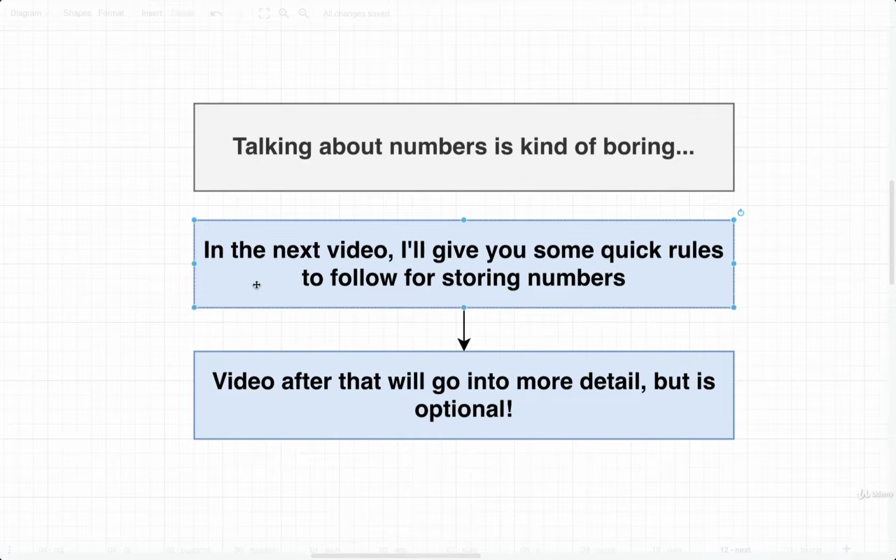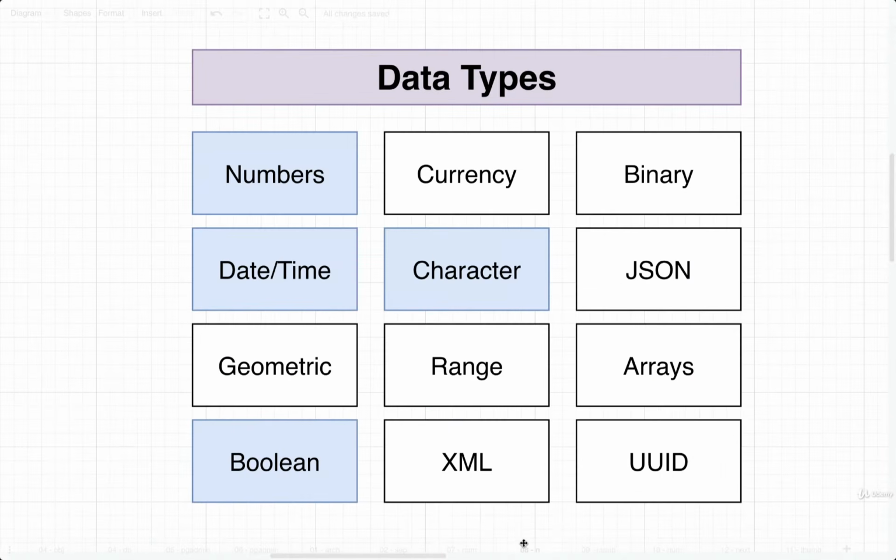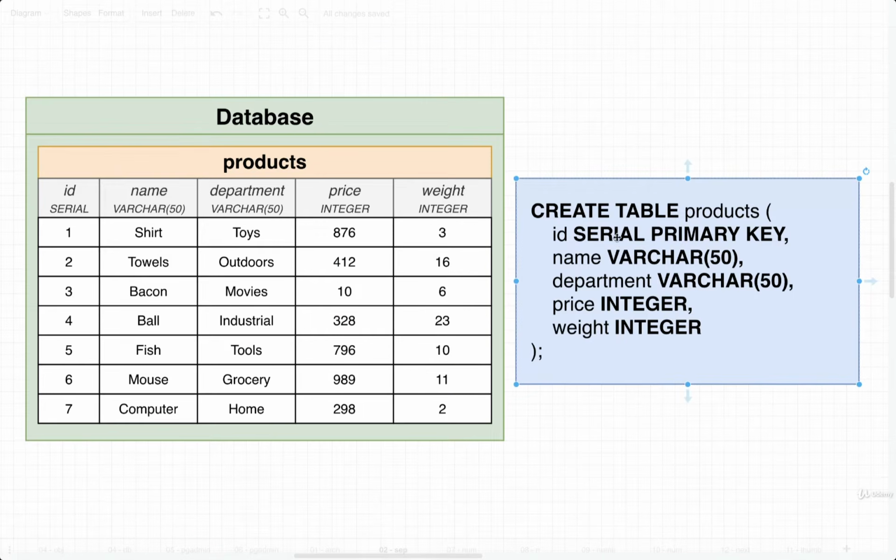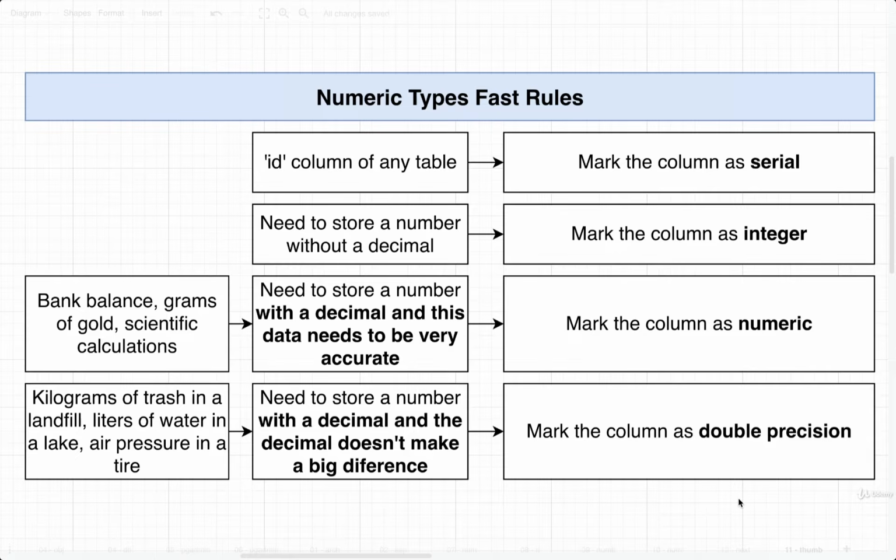All right, so in this video, hopefully it's going to be very quick. I'm going to give you some fast rules for storing numbers. When I talk about fast rules, I'm talking about how we're going to annotate or mark the type of the columns inside of a table when we create the table. So what word are we going to use right there, and right there, for storing different numbers inside of a column? Okay, so here are the 4 rules that we really need to understand.